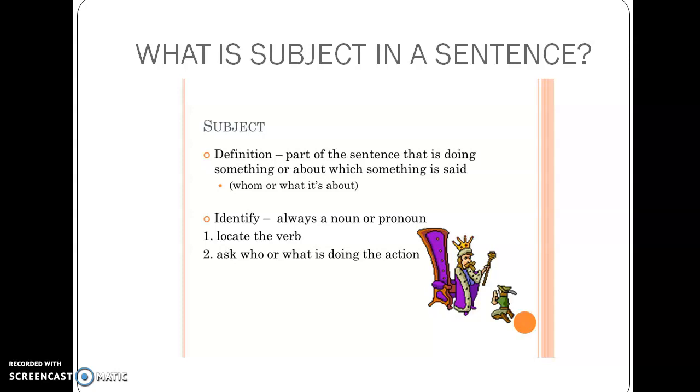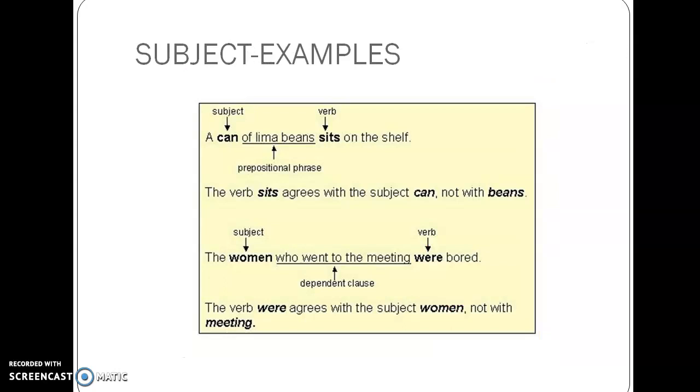Now, a subject will always have a verb. If you are asked to identify a subject in a sentence, you need to look for the verb first. That means an action, because the subject will do an action. So, a verb always has to be there in a sentence if you have to identify the subject, and then you need to ask yourself who or what is doing the action in the sentence, and the answer will be the subject. Some examples. A can of lima beans sits on the shelf.